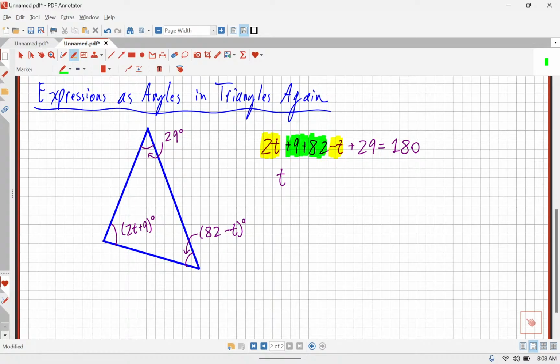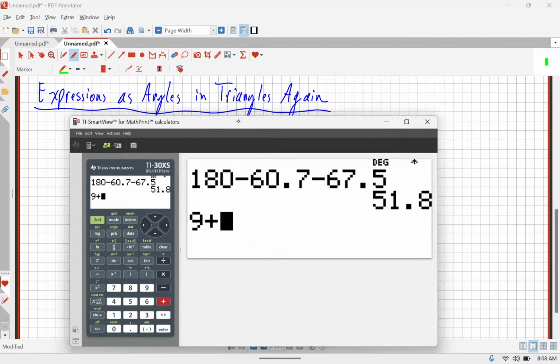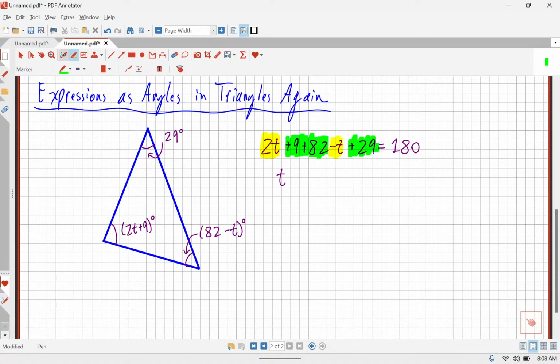The other numbers. Very good. Yeah, these other numbers, the constant terms. I'm just going to put that in my calculator. 9 plus 82 plus 29, and that's 120. So that becomes t plus 120 is equal to 180. Very good. Now I've made a one-step equation.